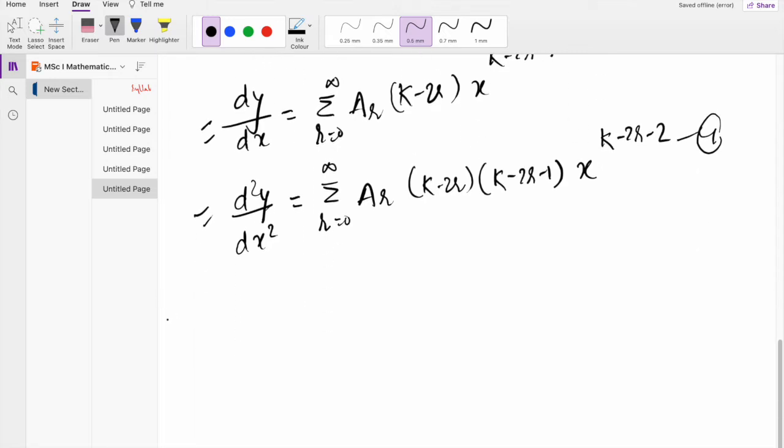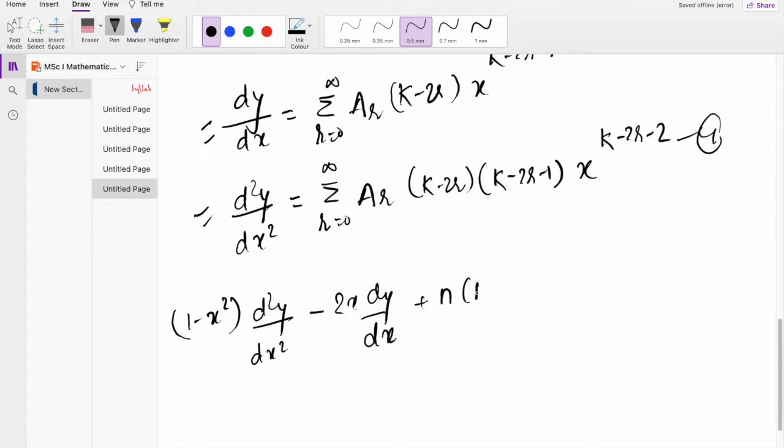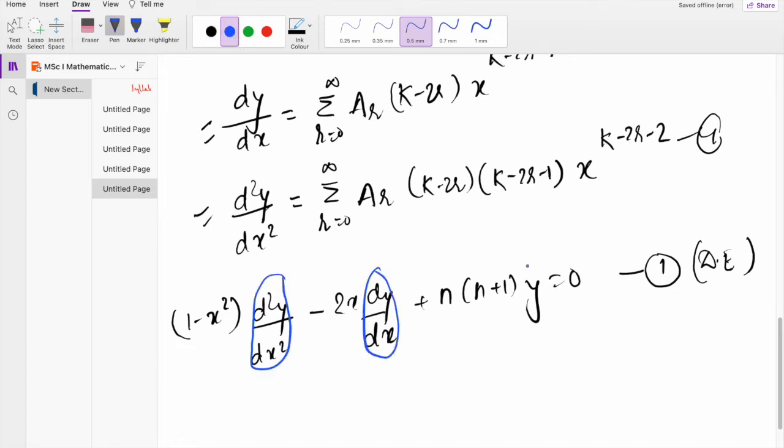Our equation number 1, the differential equation for Legendre polynomial, is (1 minus x square) d2y upon dx square minus 2x dy by dx plus n(n plus 1) y is equal to 0. This was our initial equation. Now substitute in this term what we have calculated earlier.